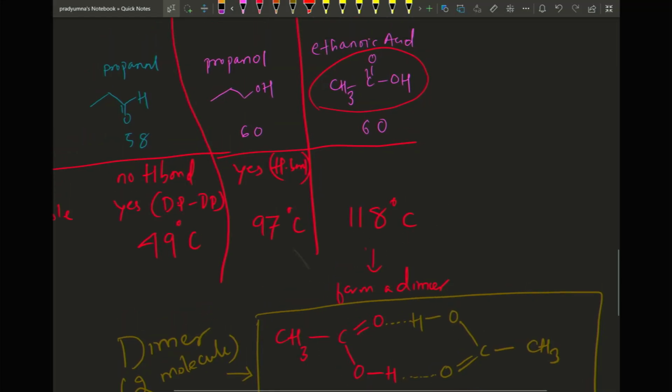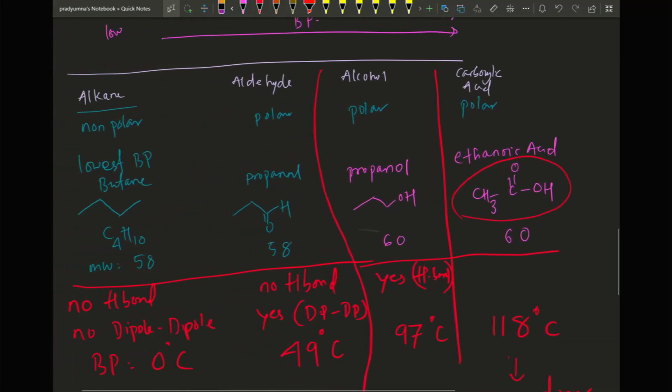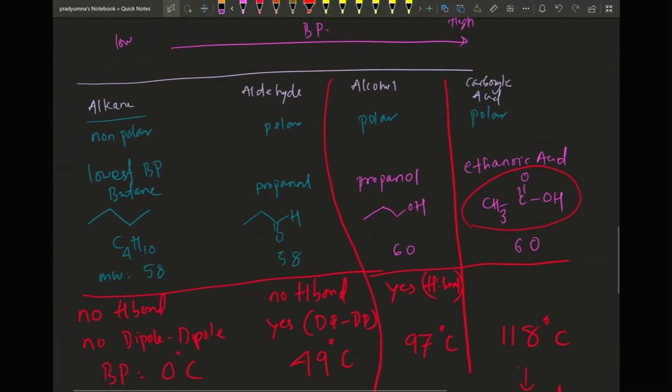So it's kind of easier to visualize if you follow this pattern. No hydrogen bond, no dipole for alkane, so low boiling point. In this case you got no hydrogen bond but dipole-dipole interactions. In this case you get the hydrogen bond, which is strong. In this case you get both, which is even stronger. As a result, the boiling point is higher. So carboxylic acid always has a higher boiling point.